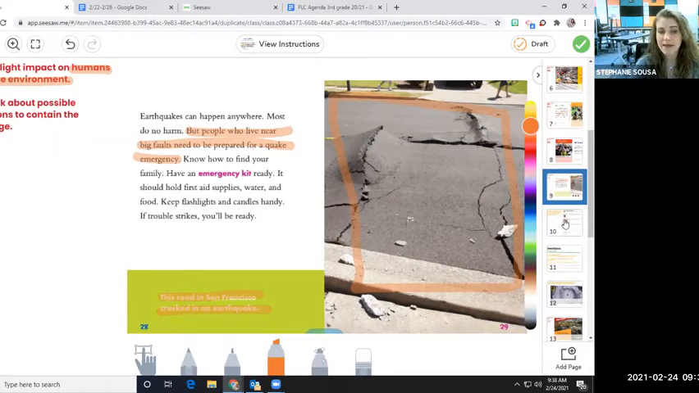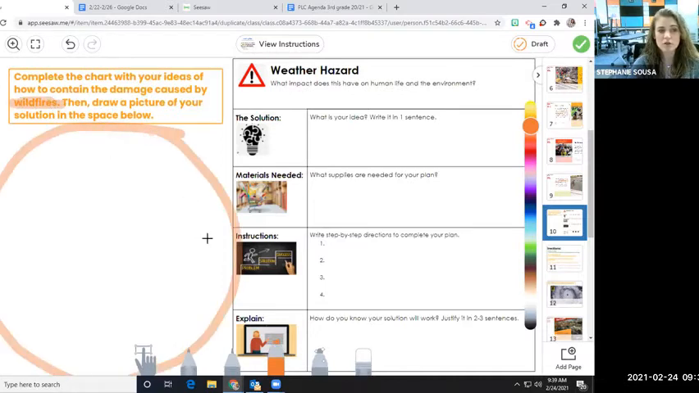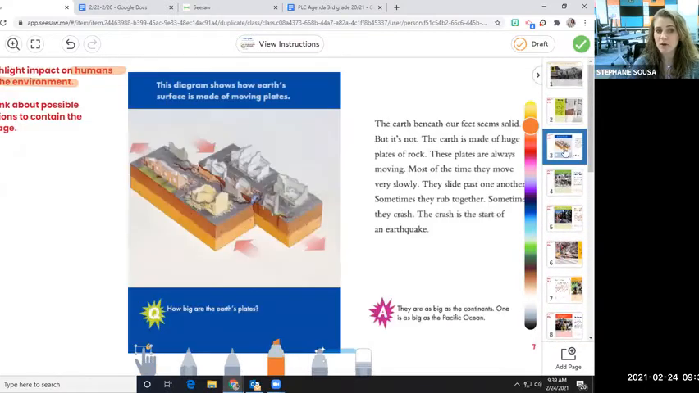Alrighty, slide 10. On slide 10, we are going to share what we can complete or what we can design or engineer to stop the damage caused by earthquakes. That should say earthquakes, people. Oops. Okay, we're going to draw a picture of our solution here. What impact does this have on human life and the environment? We already have the answer to that question.